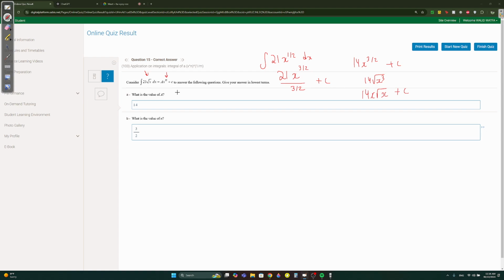What do they want? They want it in terms of n. So you don't have to change it into radical. Keep it like this, because they didn't say root, they just said power n. So 14 is my a, n is 3 over 2.